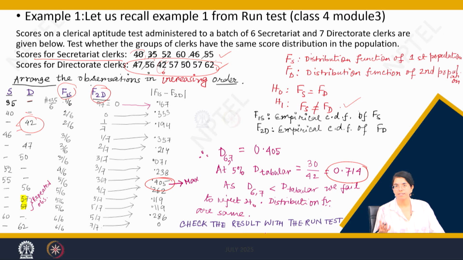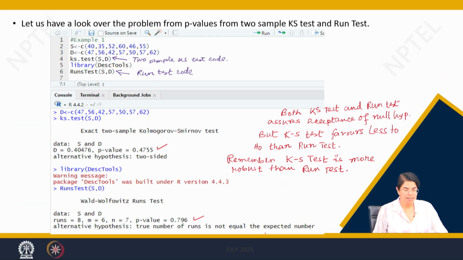Which one is more conservative? The same thing you can handle by run test, as I have already told you. Let us have a look over the problem from the p-values of the two sample test and run test using R. Now this is your S. I have made the snapshot right from R, both the code as well as the output, for your convenience. I know now you people are quite expert in typing out R codes in your R console. So let me hope for the best.